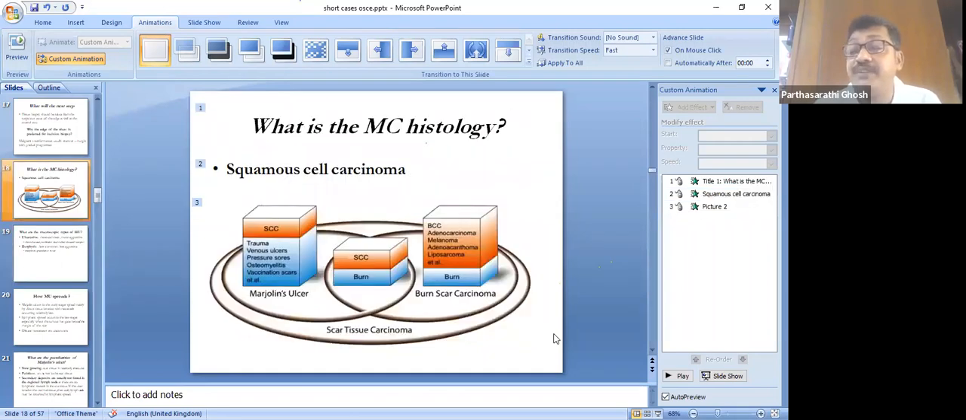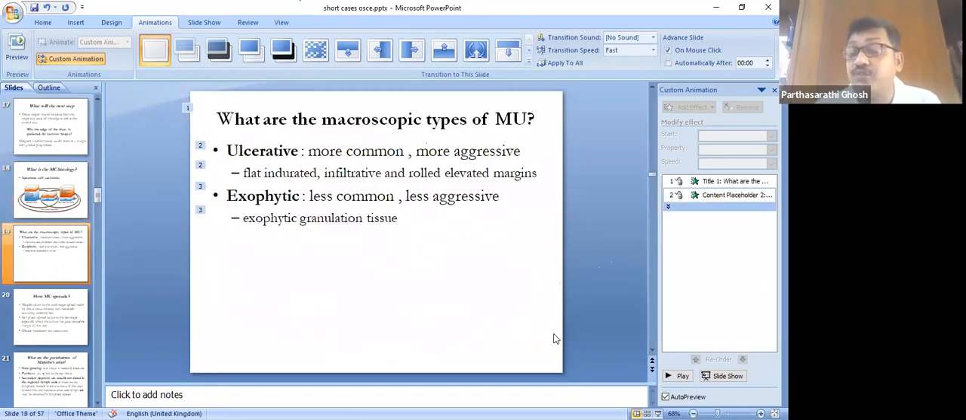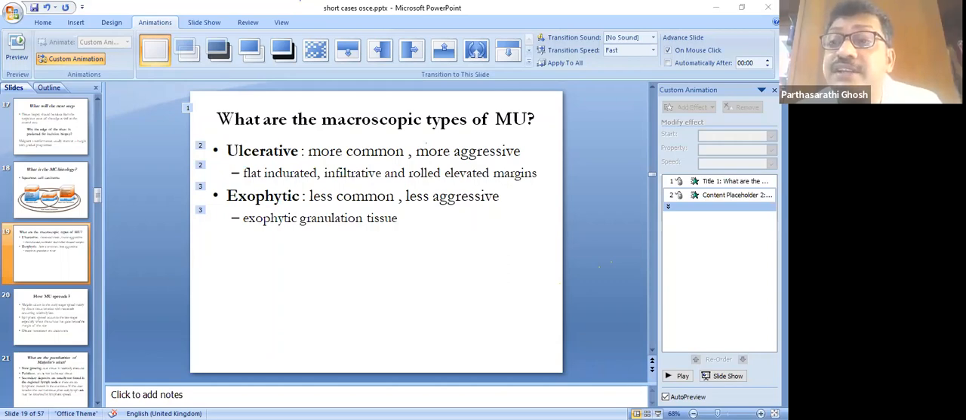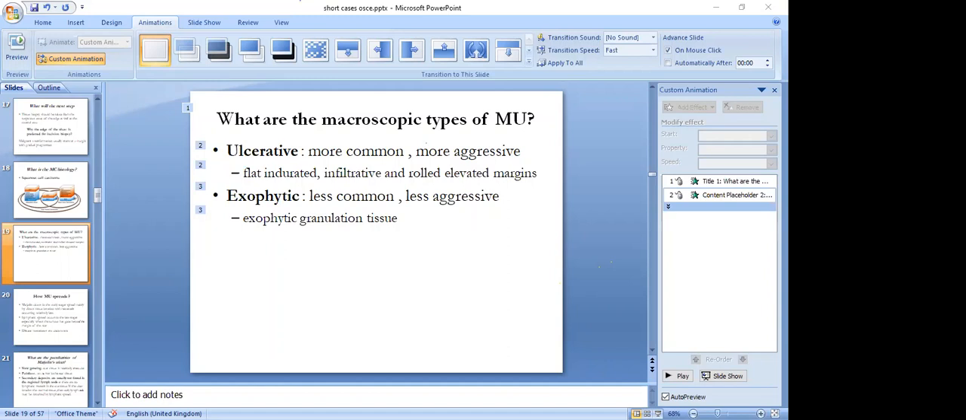Now there are some macroscopic types. It's not always an ulcer. It may be an exophytic growth even. If it is ulcerative, that is more aggressive. But if it comes with an overwhelming granulation tissue type look, it is less aggressive. Please remember. Now, how does a marjolin's ulcer spread? Sir, they spread by lymphatic and local spread, sir. But as the scar tissue is devoid of lymphatics, initially a marjolin's ulcer does not spread, sir. But when it gets beyond the scar tissue, at that time it can spread aggressively through lymphatic spread, like squamous cell carcinoma.